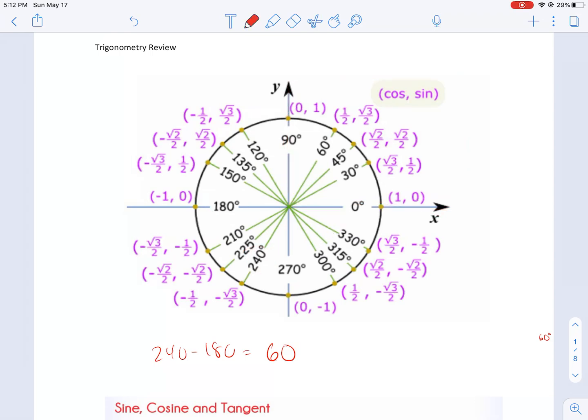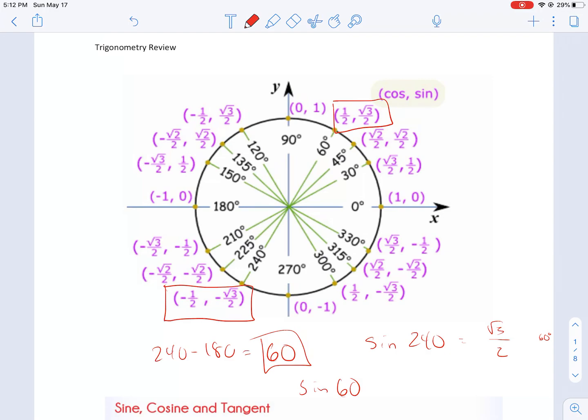As you see, if you look at 240, these guys have the same exact x and y values, except at 240, both the x and y values are negative. So if they asked, what is the sine value of 240? Maybe you don't remember what that is, so you go to your reference angle. It's 60 degrees. What's the sine of 60 degrees? The sine of 60 degrees is square root 3 over 2.